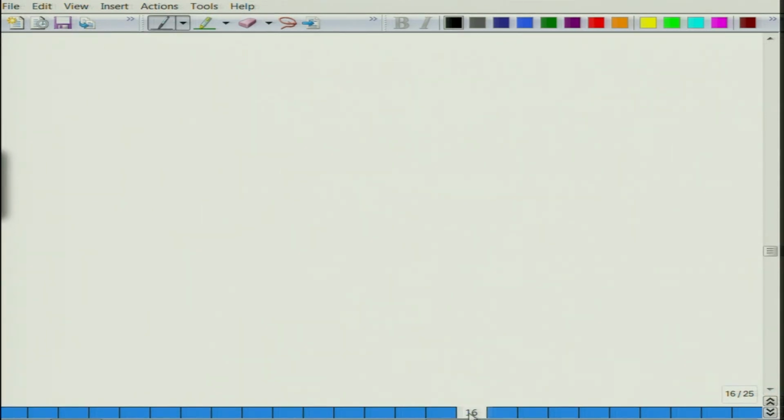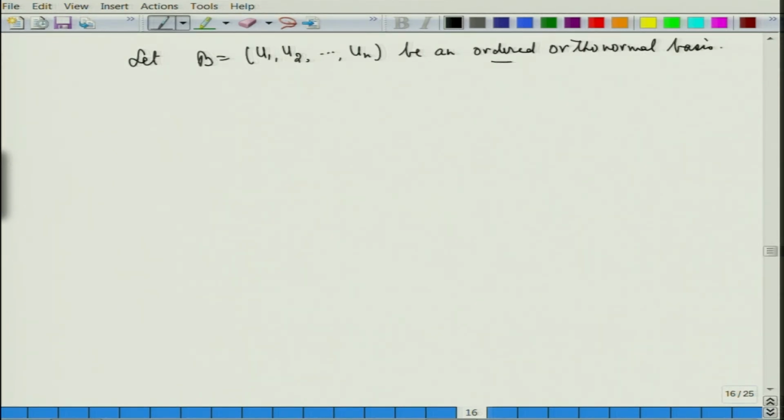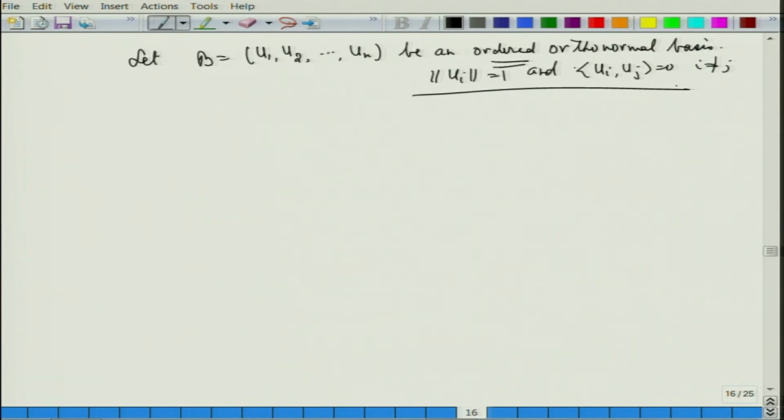Something more. So let this u1, u2, ..., un be an ordered orthonormal basis. So an ordered orthonormal basis means ordering is there, and for each of these vectors ui, the length of ui is 1, and the inner product of ui with uj is 0 for i not equal to j. All right. So all these things are given to me. Ordering is given to me. Orthonormality means length 1 and perpendicular. All right. This is given to me.